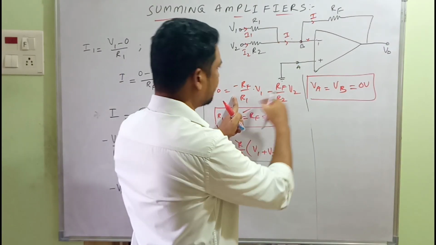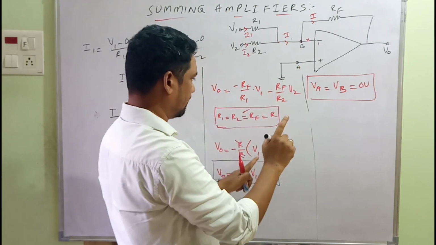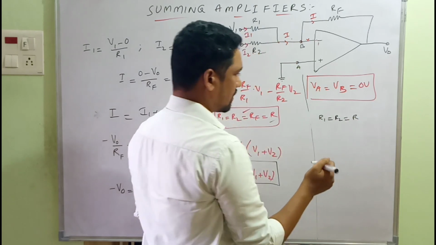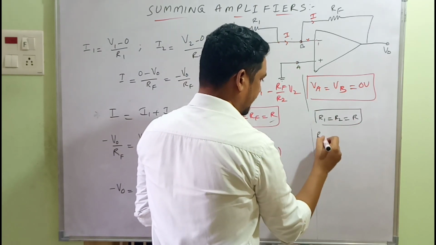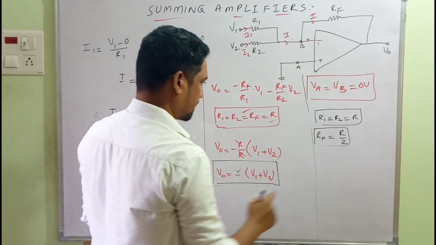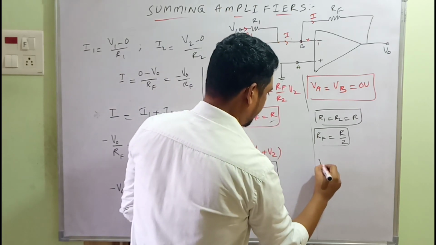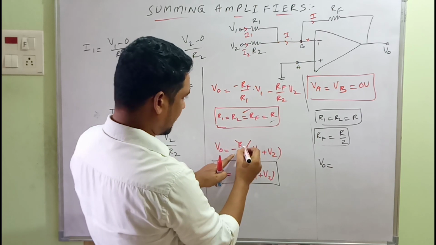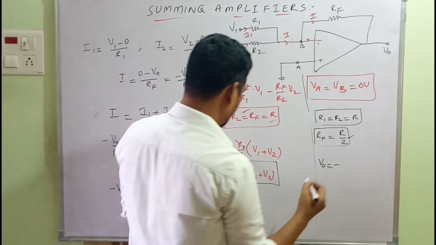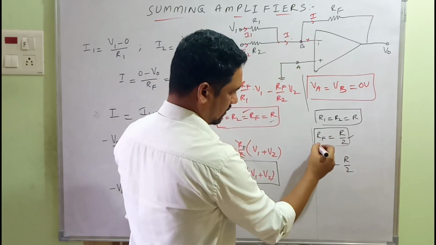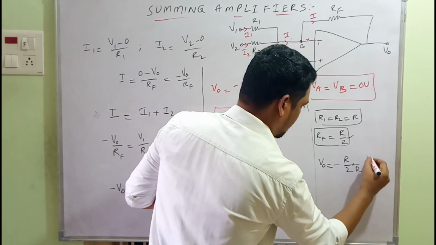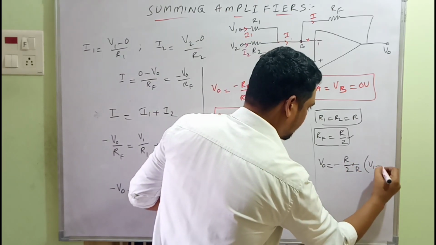What if the values of R1, R2, RF are selected in other ways? We are done with the previous one. What if R1 equals R2 equals R, the same values, and RF is equal to half of R, like 100k and 50k, supposing? What may be the transformation here? RF is in the numerator, so from the previous expression V0 will be equal to negative of RF, plugging in the assumption RF equals R by 2, into R, with the negative as it is, times V1 plus V2.